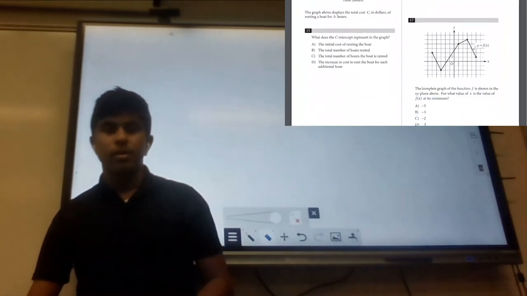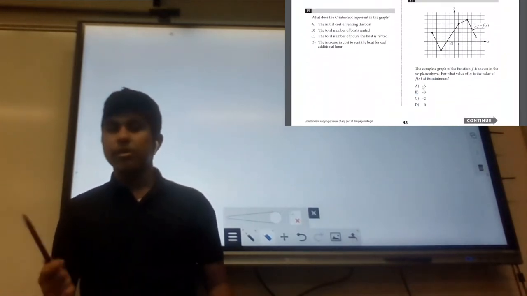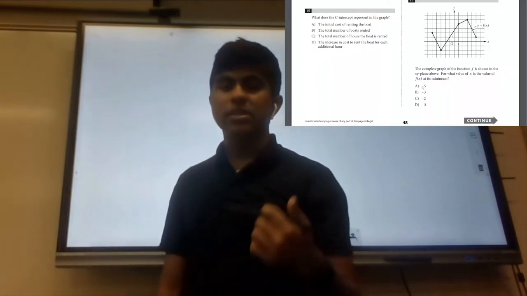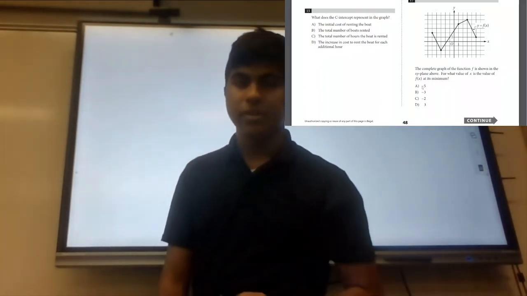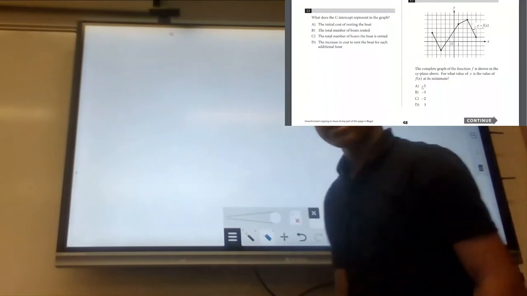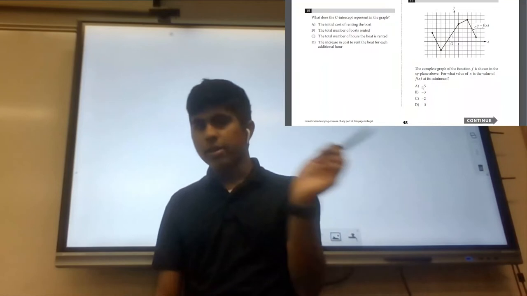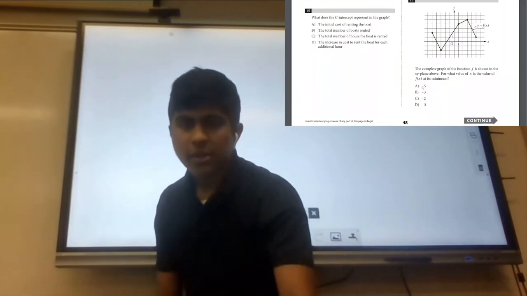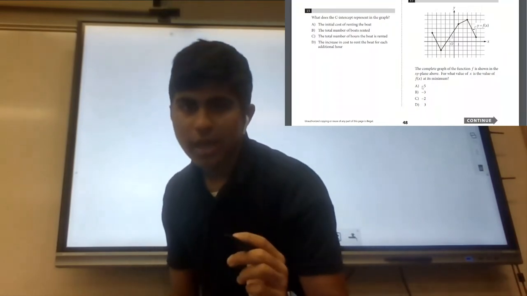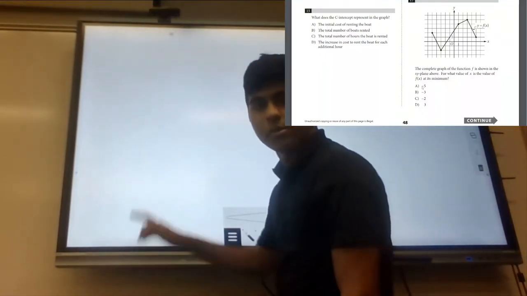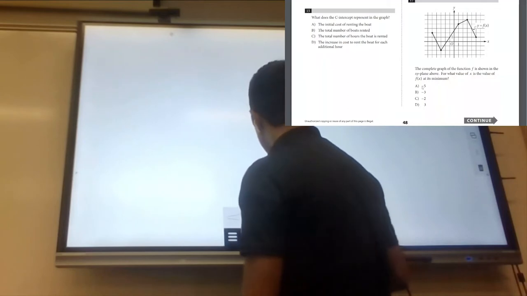Okay. Keep going. So 17, the complete graph of the function f is shown in the xy plane above. For what value of x is the value of f of x at its minimum? So we want to find the minimum. So what do we see as the minimum of this graph? Well, you can obviously see the lowest point is going to be the minimum. And we see that the lowest point is negative 2, but it occurs at x equals negative 3. So negative 3, that's going to be B.